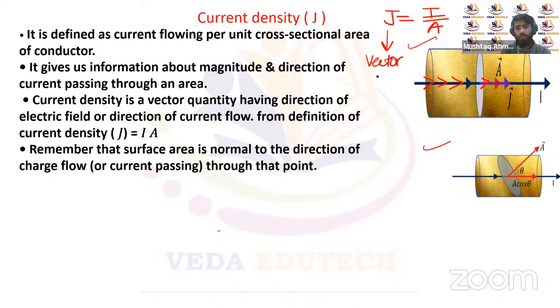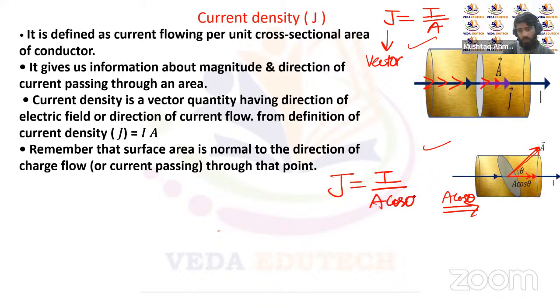One more important point: let's suppose this is the area of cross section, and this is the current flowing. Then the direction of this area of cross section is along this direction. But we have to find the current density, which is the current perpendicular to the area. So we take the component of area like this, A cos theta, which will be perpendicular to this current I. So in this case, the current density will be I upon the perpendicular area, that is A cos theta.